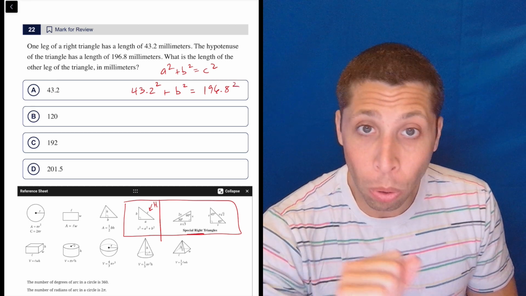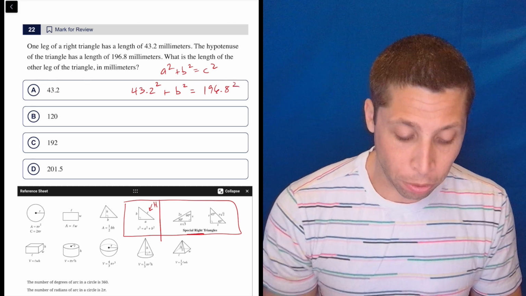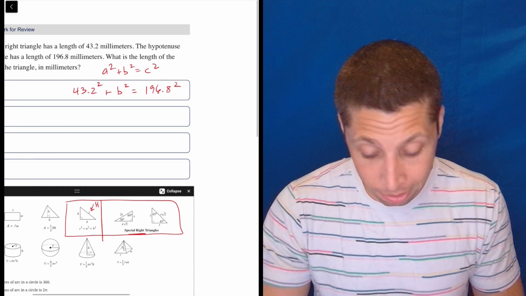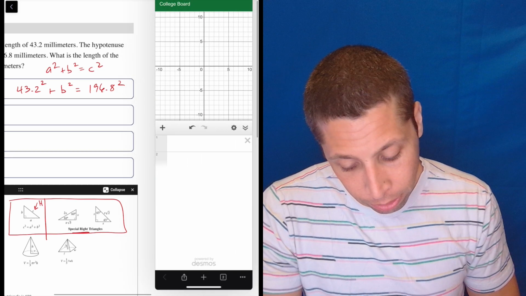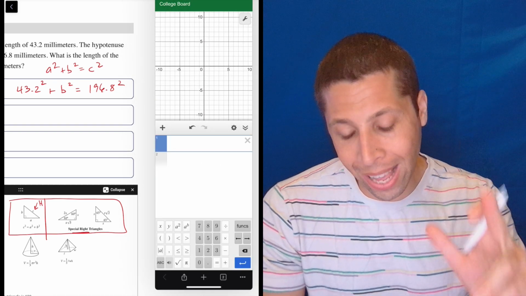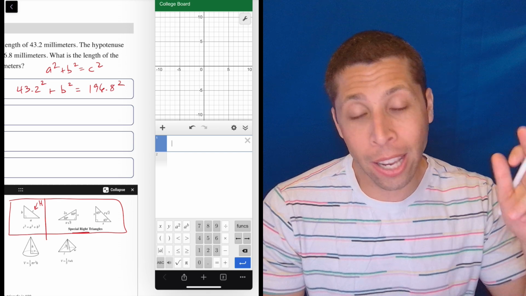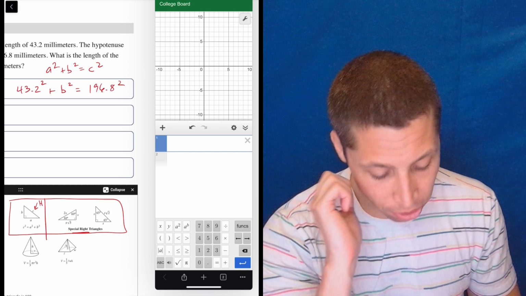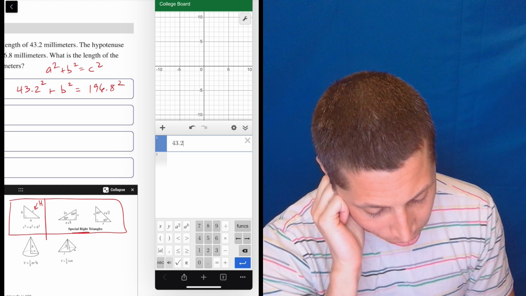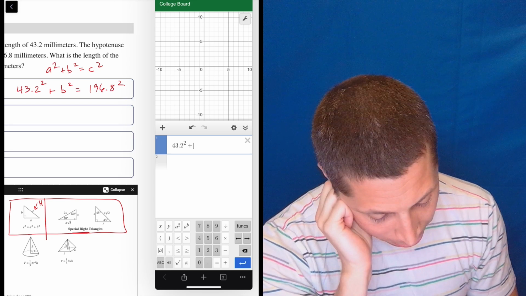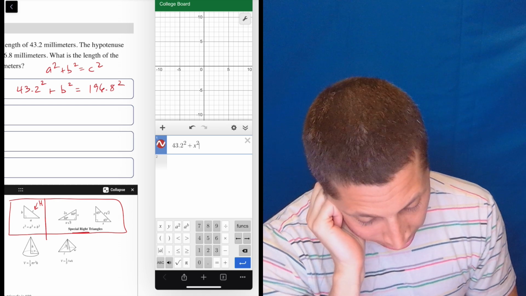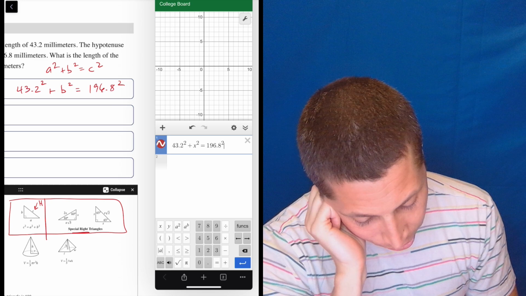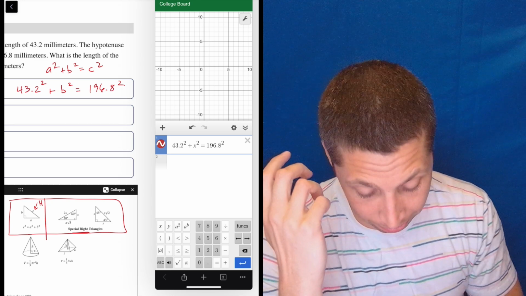Now, in school, you're going to go to the calculator, you're going to square 43.2, you're going to square 196.8, you're going to do some subtraction and stuff, but let's learn something new. The calculator can handle this for us, because all we have to do is turn that b into an x, and it will basically just give us the answer and solve this whole thing for us without us even needing to do any of the steps. So let's do that. 43.2 squared plus x squared equals 196.8 squared.